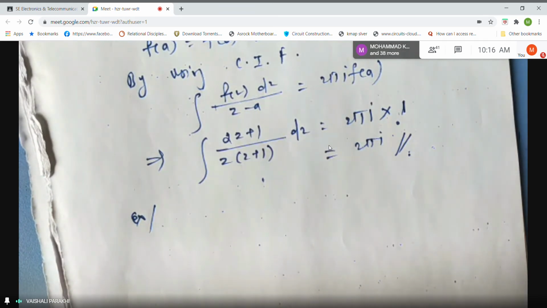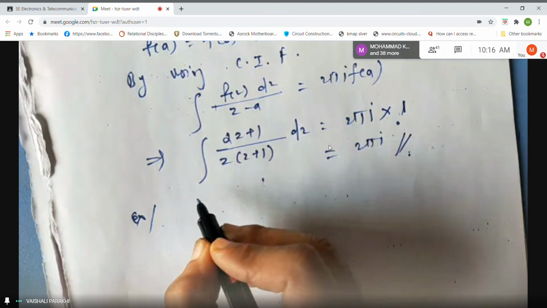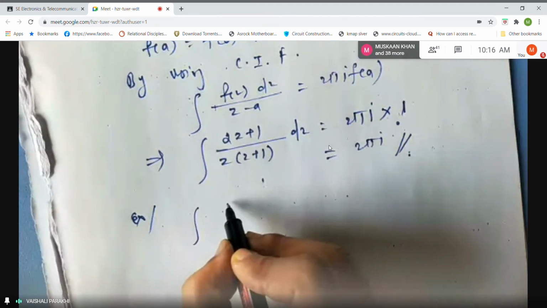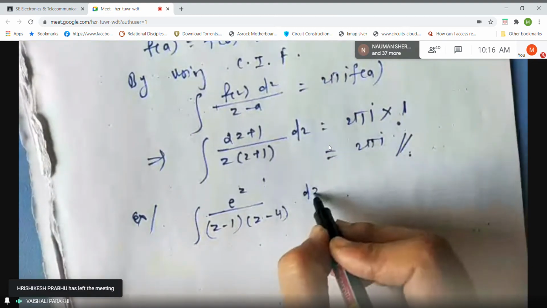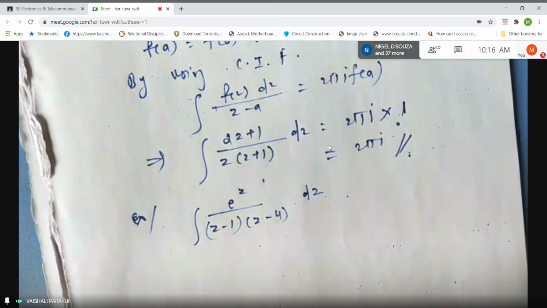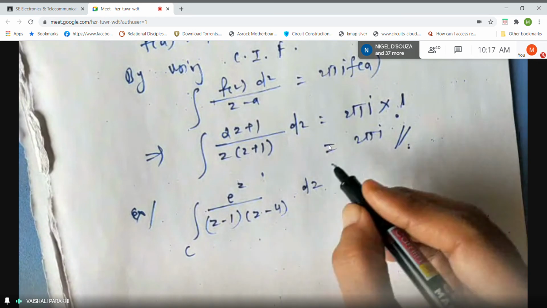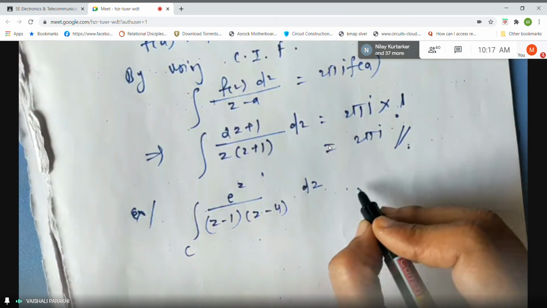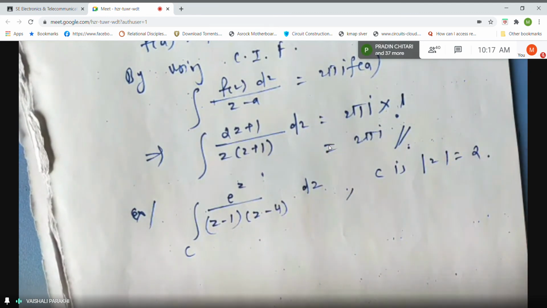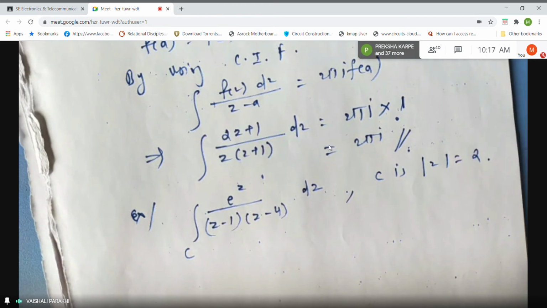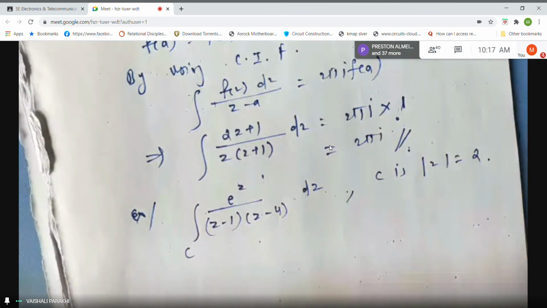Will you try this, students, at home? Evaluate the integral of e raised to z divided by (z minus 1)(z minus 4) dz. If you observe, the numerator doesn't play much role here; only the denominator does. And C is the circle mod of z equal to 2. It is very similar to the previous problems. You try this. I wanted to solve two more today, next time I'll do that. Once you understand how to go about it, you can easily solve these problems.